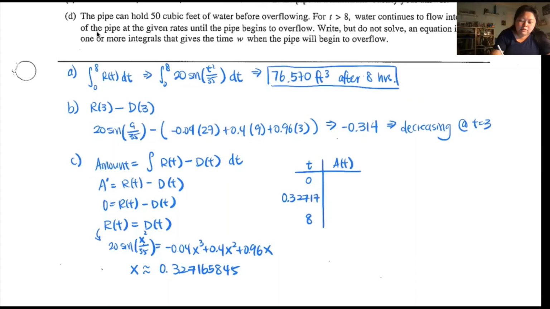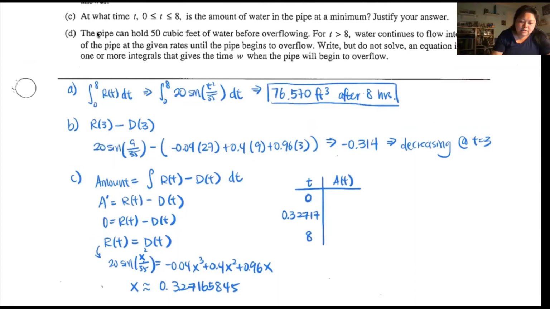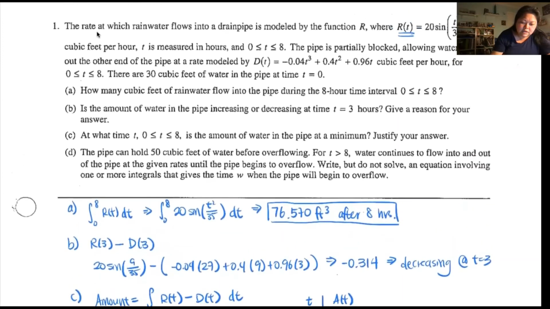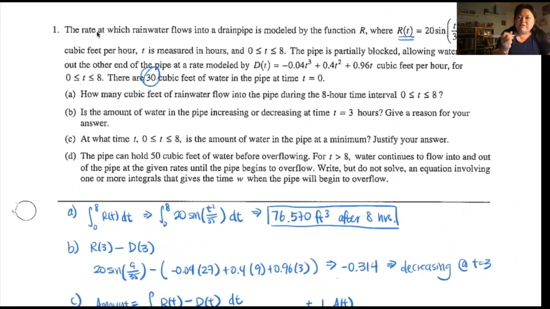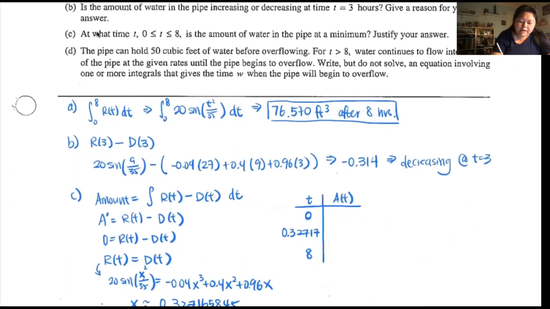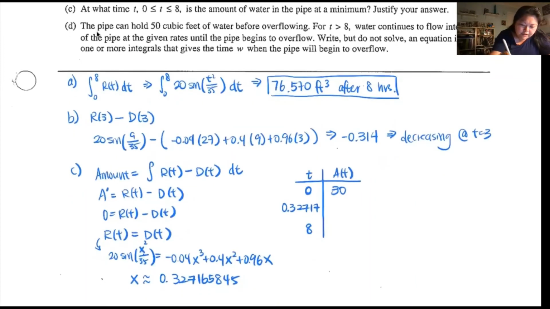Okay, so we're going to plug it into our A of t, the amount. In the beginning, initially, how much was there? It tells you initially it has 30 cubic feet. So that's where we started. Oh, sorry, not 0.3, why am I putting 0 point? I apologize, this is 3.27. It's a problem with running between two different screens. Okay, so at 3.2717 hours, what is the amount now in the pipe?